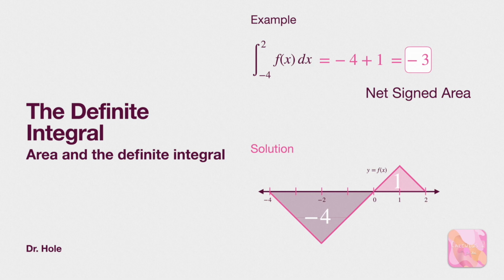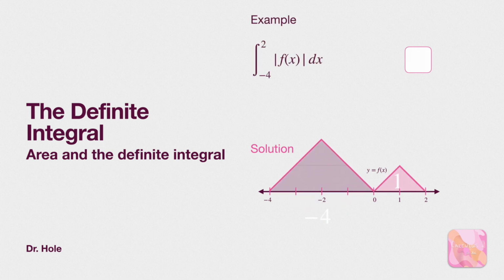By being negative, that's showing you that most of the curve is underneath the x-axis. So the negative portion and the positive portion give you a net signed area of -3. Good.